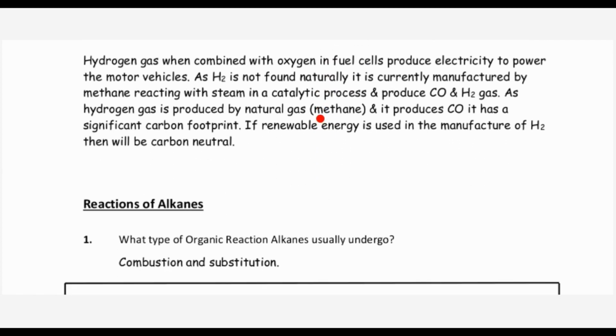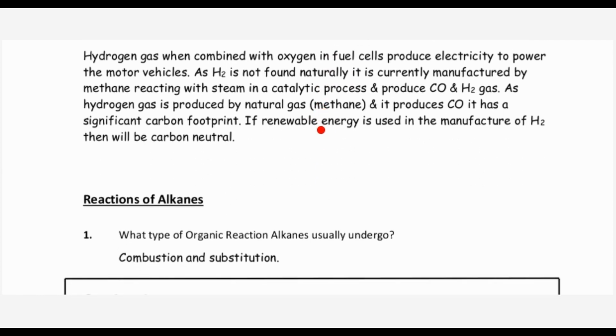Hydrogen gas, when combined with oxygen in fuel cells, produces electricity to power motor vehicles. As hydrogen is not found naturally, it is currently manufactured by methane reacting with steam in a catalytic process, which produces carbon monoxide and hydrogen. The hydrogen gas is produced from natural gas, methane, and it produces carbon monoxide as a byproduct of the reaction, so it has a significant carbon footprint. If renewable energy is used in the manufacture of hydrogen, then it will be carbon neutral.